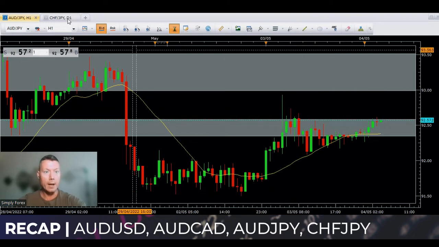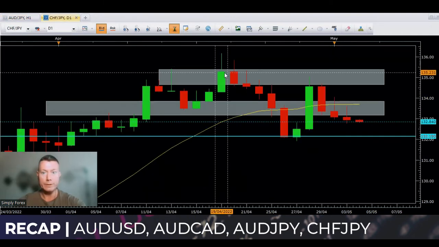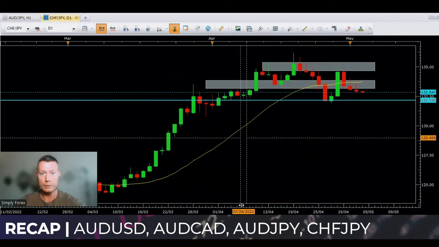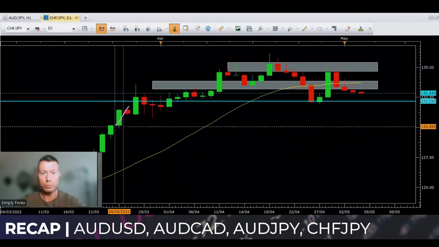Okay, next trade was the Swiss franc against the Japanese yen, guys. Okay, so looking to short this as well. Price was in an uptrend, as you can see, higher highs, higher lows, higher highs, and again price came tumbling down, breaking this low here. All right, so structure had changed for me.